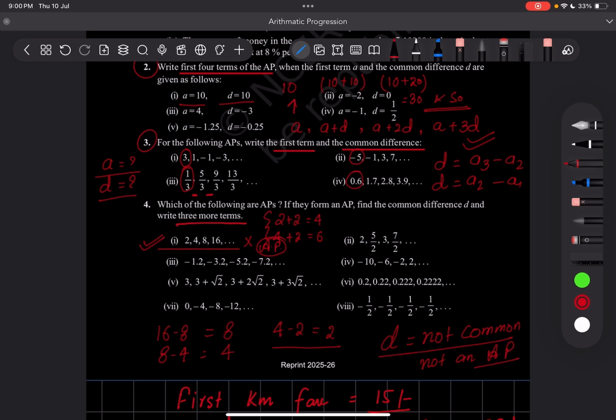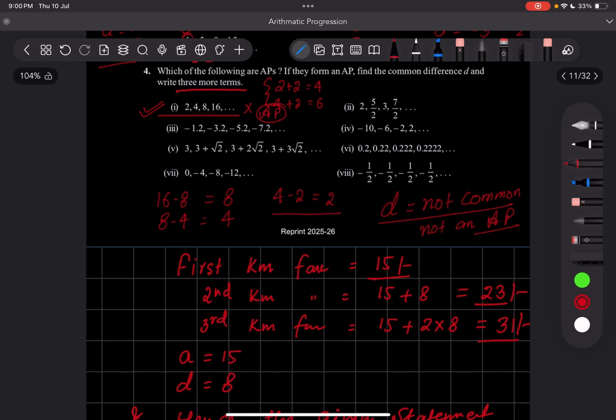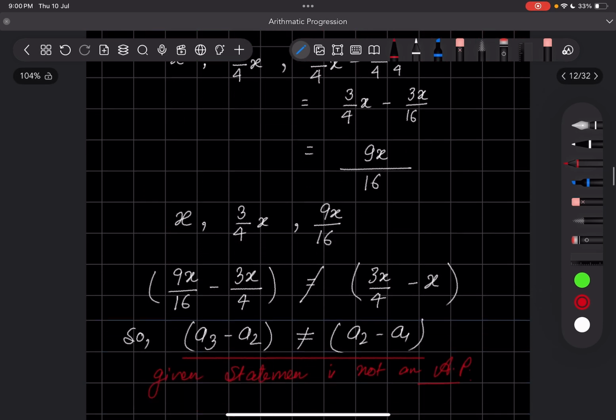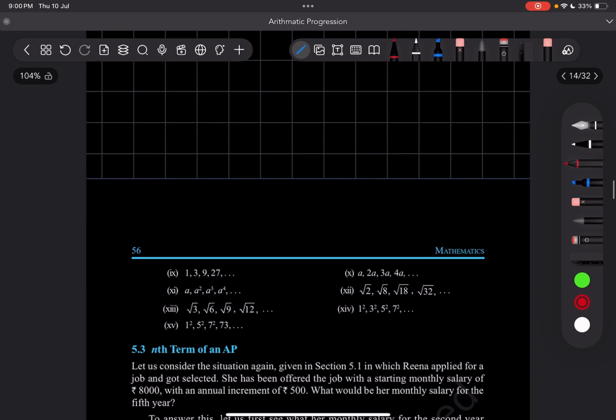Okay, so that is it. Similarly, you can now solve all the other progressions and check whether these are AP or not. If these are not AP, you have to mention simply that these are not AP. If you find that the statement is an arithmetic progression, you will have to write three more terms to it. So that is what you have to do in exercise 5.1. Thank you.